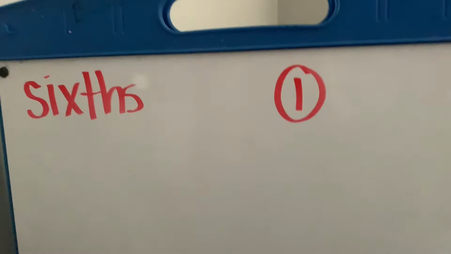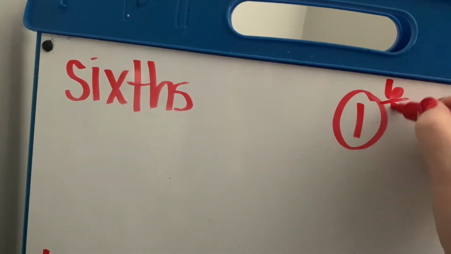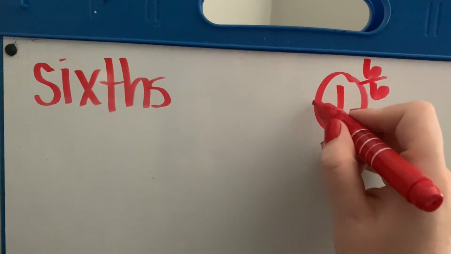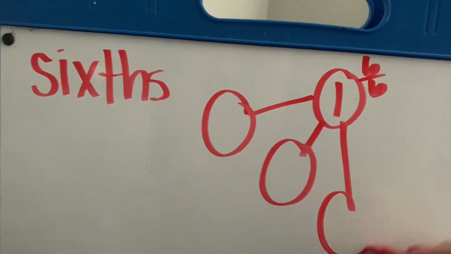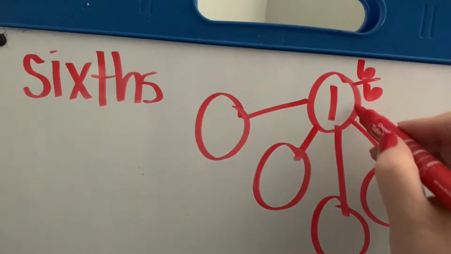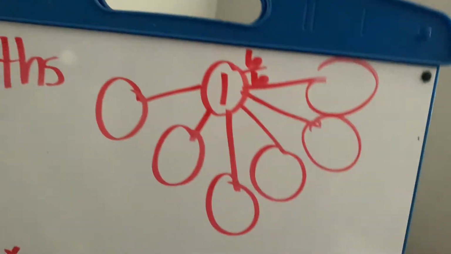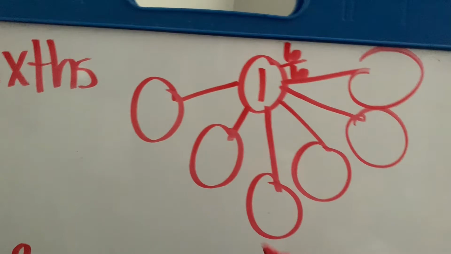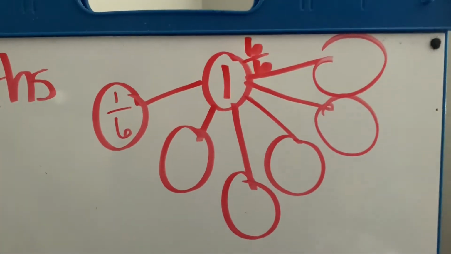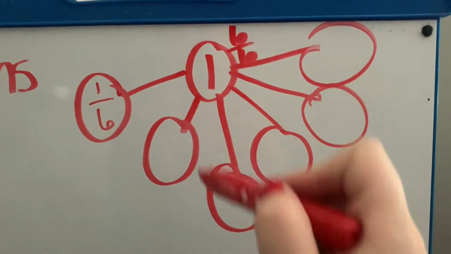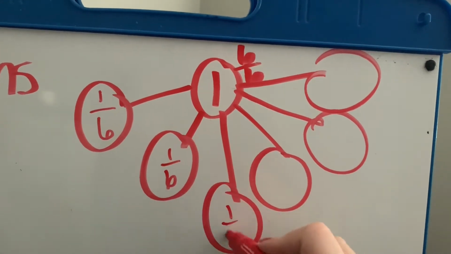I'm working with sixths. So I'm going to have 6 drop downs because 1 whole is 6/6. So 1, 2, 3, 4, 5, 6. They get progressively bigger. So I know that 1 unit fraction is 1/6. So if one of these bubbles is 1/6, they're all going to be 1/6, which equals 6/6. So fill those in.